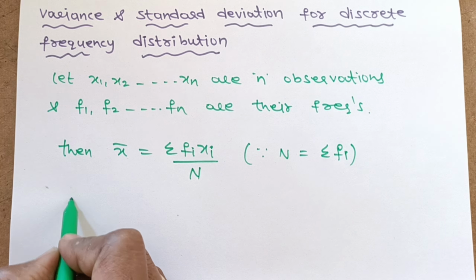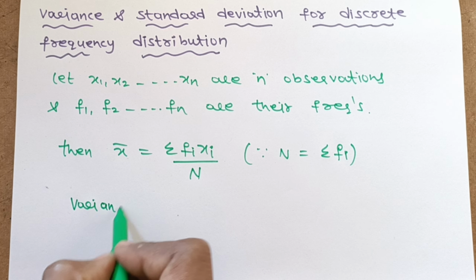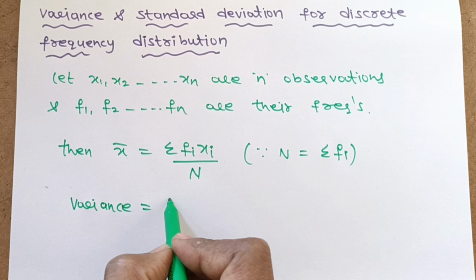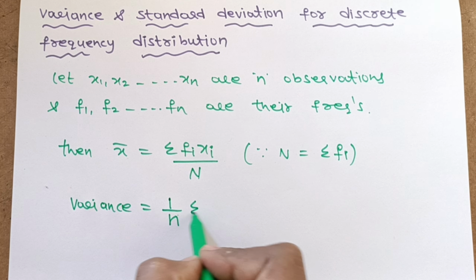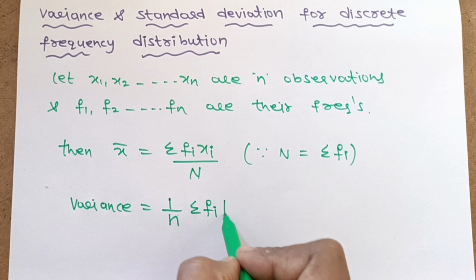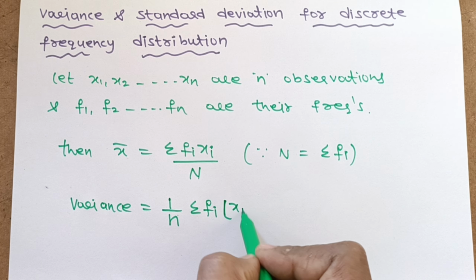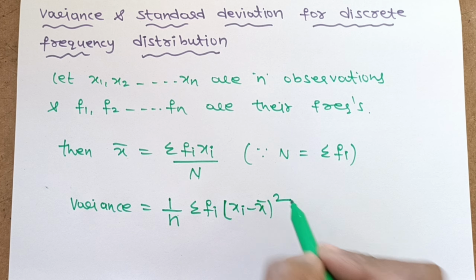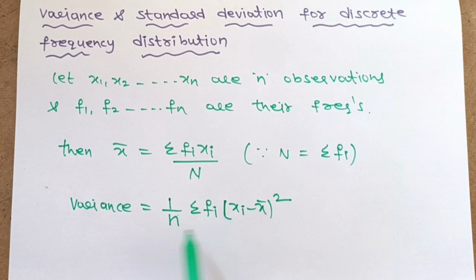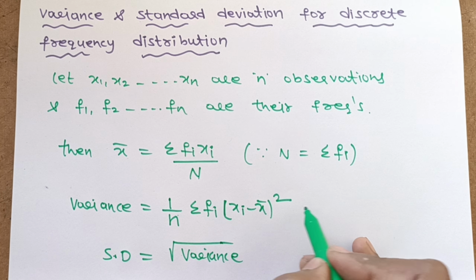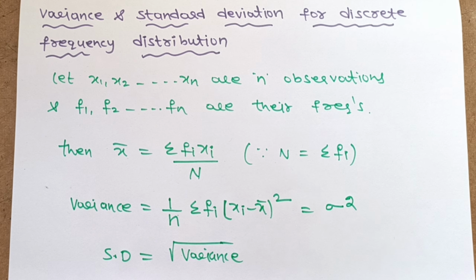And also the variance formula, we know that variance is equal to 1 by n into sigma fi into xi minus x bar whole square. So this is the variance formula. Now we know that standard deviation is what? Square root of the variance. And variance is denoted by what? Sigma square. So based on this we have a few 7 marks questions, so those are very important.